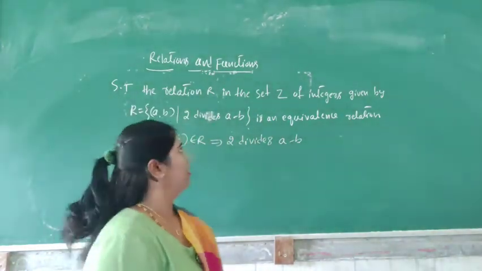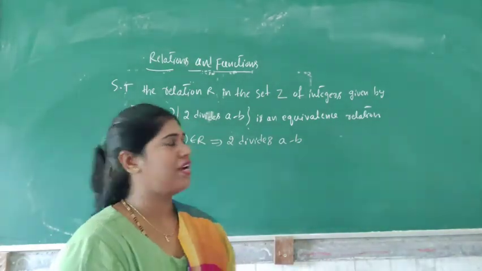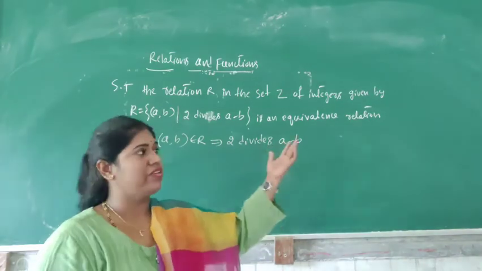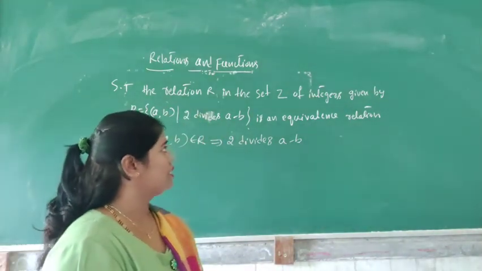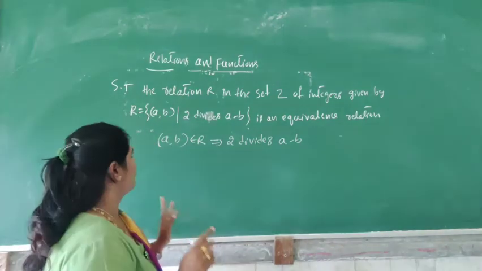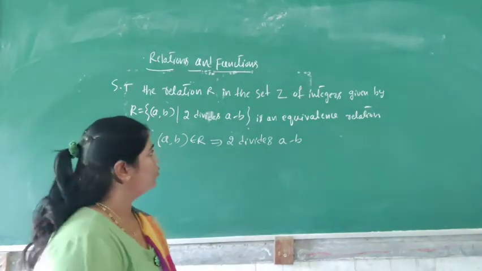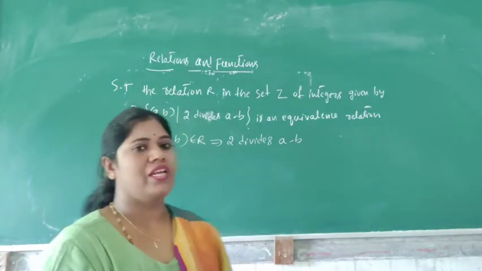Good morning students. Today I am going to continue the session on relations and functions. So we are going to solve this problem. Show that the relation R in the set of integers given by R equals {(a, b) such that 2 divides a minus b} is an equivalence relation.